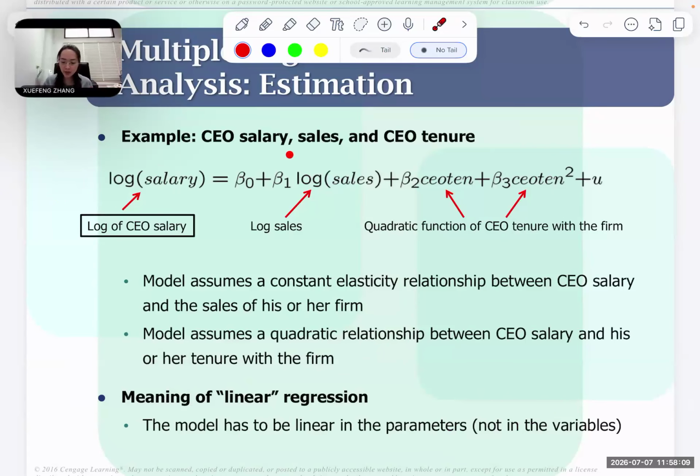This example combines everything we just saw. We learned log terms and quadratic terms in one model. Here we have log salary equal beta 0 plus beta 1 log sales plus beta 2 CEO tenure plus beta 3 CEO tenure squared plus mu. Let's look at the first part, which is the log salary on log sales.